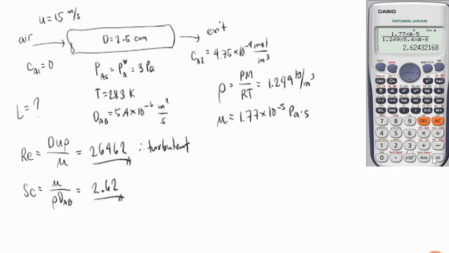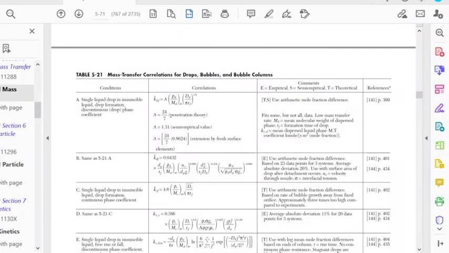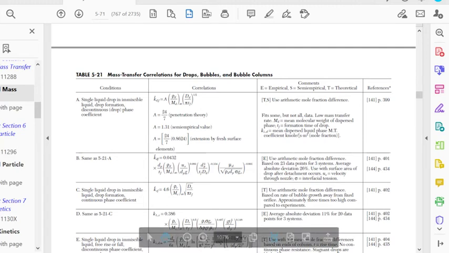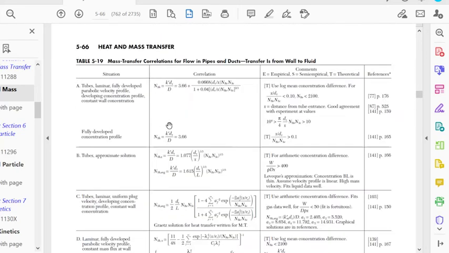Now we can determine the Sherwood number, but before that, we first have to decide which correlation to use in this system. Remember our system: we have a tube or a pipe wherein the fluid is flowing inside the pipe, and the transfer of mass occurs from the surface of the pipe to the bulk of the fluid. Okay, so let's look for our correlations. We need the mass transfer correlations for flow inside a pipe. Let's start here from table 5-19. First, let us look for the situation. We want our correlation to handle turbulent flow.